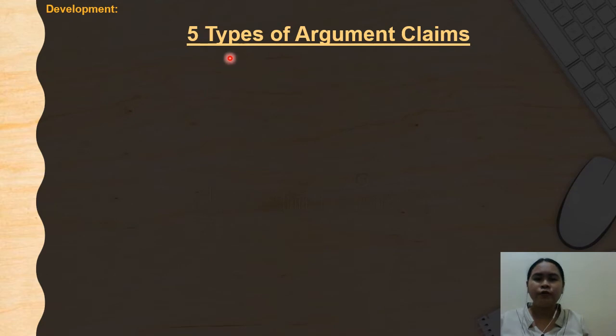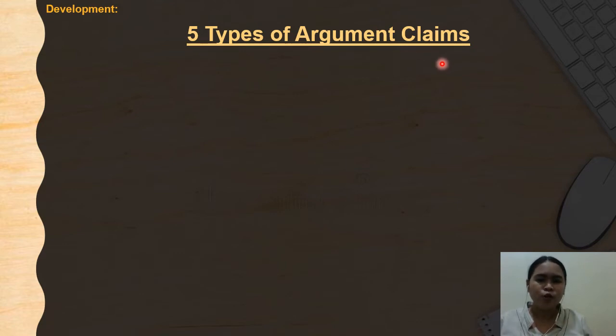Now, what are the 5 types of argument claims? When we say claims, these are the backup evidences that support the idea of your topic. Again, when we say claims, these are the backup or evidences that support your idea. It is not personal or feeling, or it is not based on your opinion, yung claims. So, these are based on facts and researches.